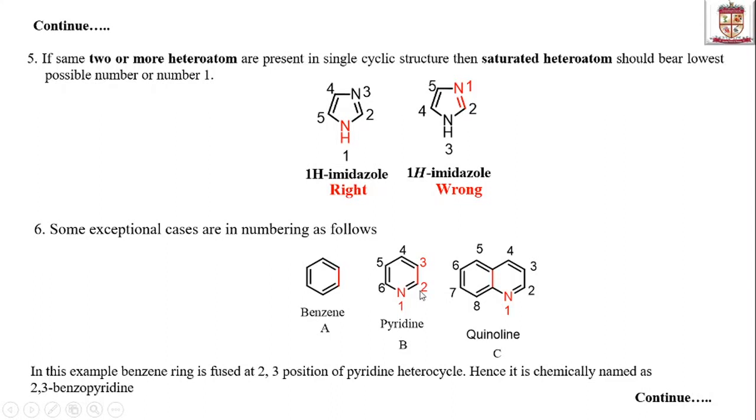This fusion at the position number 2 and 3 of pyridine forms a quinoline. In this example, the benzene ring is fused at the position number 2 and 3, shown here in red marking of the pyridine heterocycle. Hence, the chemical name of this quinoline is 2,3-benzopyridine. Is it?